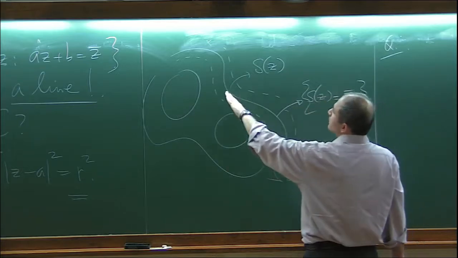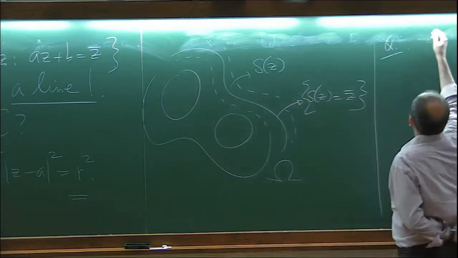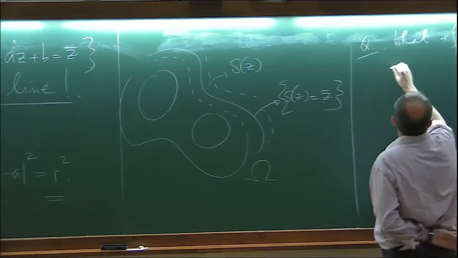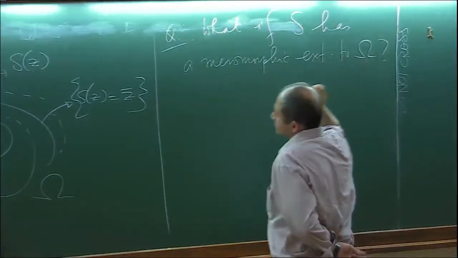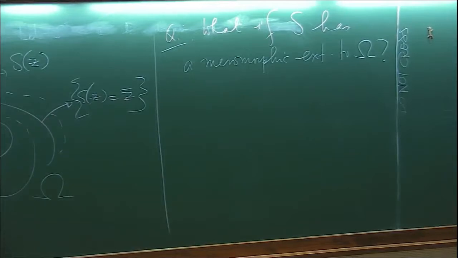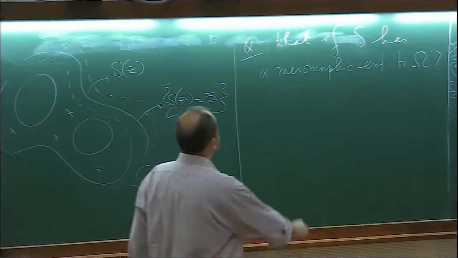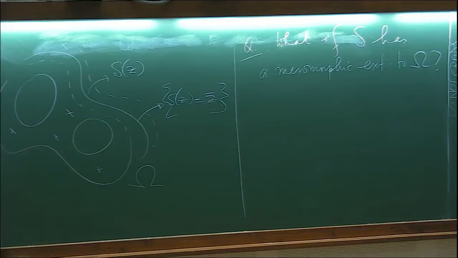So what I will ask is, suppose that S extends meromorphically inside the domain. So what if S has poles, has a meromorphic extension to all of omega? I don't assume anything outside, but I'm allowing continuation inside with the possibility of some poles, finitely many poles. So the question I'm trying to pose is, is it in some way possible to identify what omega will be, just in the spirit of these questions that have been asked here?